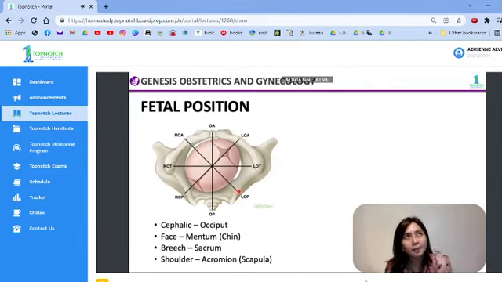Now, ano yung arbitrarily chosen, okay? Ano yung chosen structures? Depende siya kung ano yung presenting part mo. So in the cephalic presentation, specifically your vertex presentation, ang arbitrarily chosen structure natin is the occiput. So paano mo malalaman na occiput siya? We palpate for the posterior fontanelle. So si posterior fontanelle, siya yung triangular shape fontanelle.